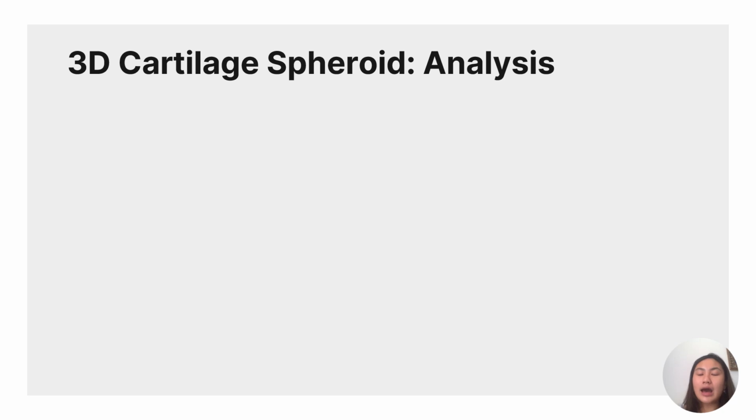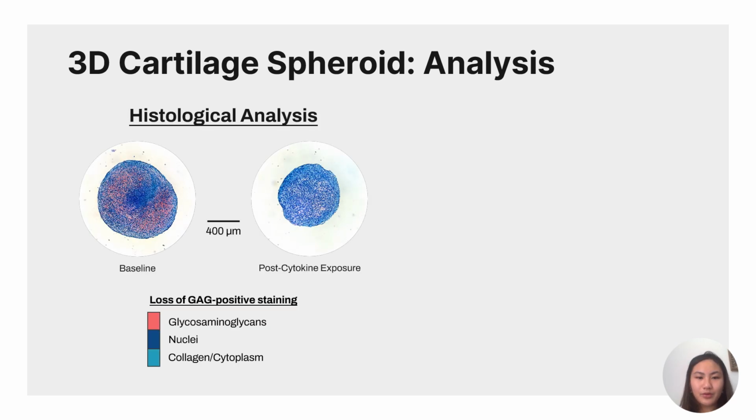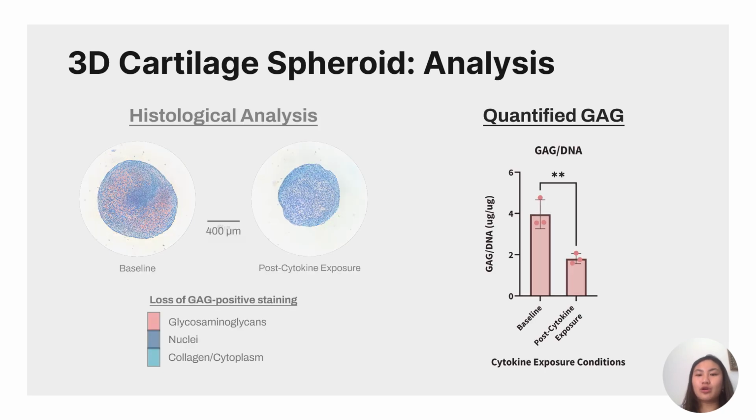Now, when we analyze our 3D cartilage spheroids, we find that we are able to create these spheroids with the presence of GAG and then show that post-cytokine exposure, so after introducing them to TNF-α and interleukin-1β, there is a degradation of this GAG quantity, and this is done through histological analysis and also shown through our quantified GAG per DNA data as well. So during our baseline, at the beginning of the project, there is a higher amount of GAG per DNA, and there is a significant decrease in this GAG per DNA after the pellet's exposure to our pro-inflammatory cytokines.